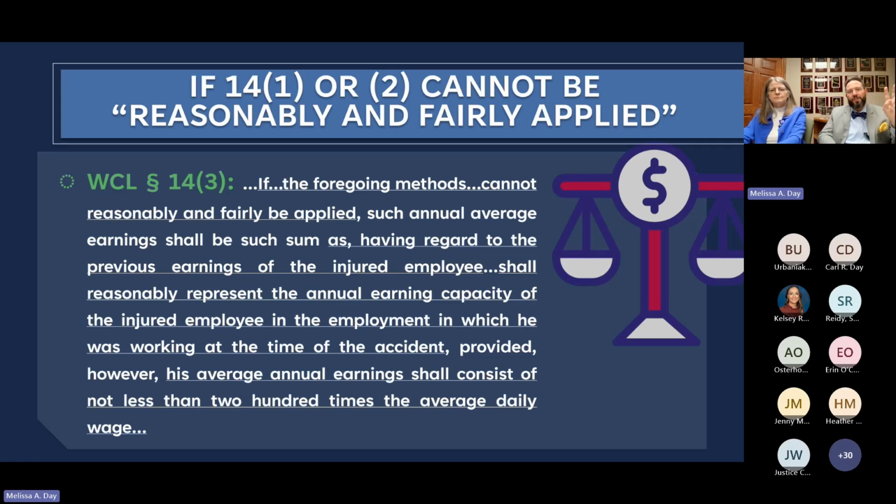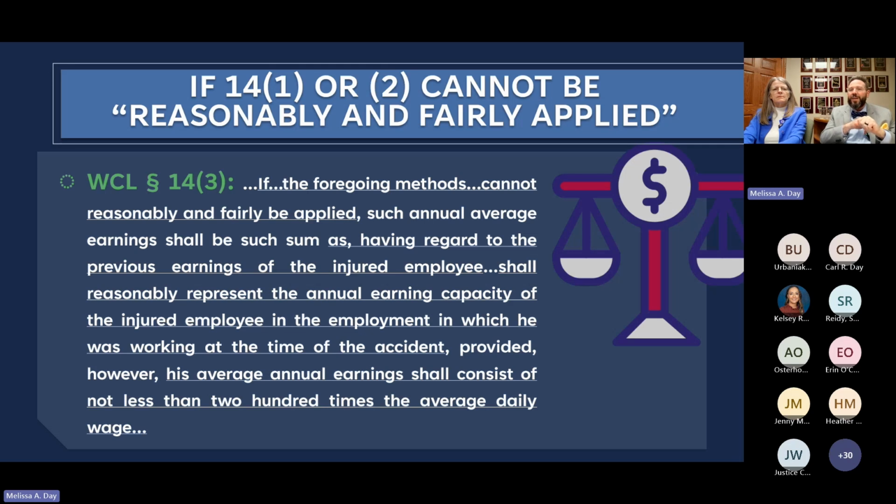So you get two things from section 14.3, and the first one is often overlooked because the second one is the 200 multiple minimum. That gets a lot of attention because it's very clear. There's a lot of case law on it, and there's a lot of arguments about it because it tends to come up in calculation for casual, part-time, and seasonal workers. But the first part is the most important part.